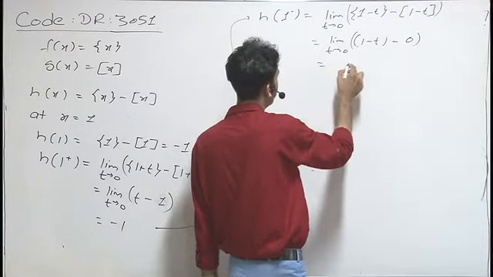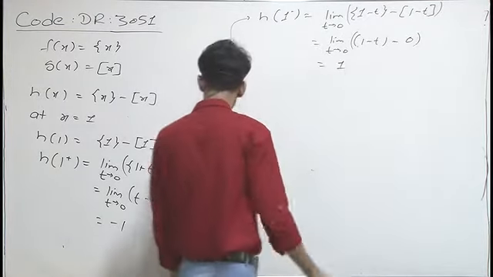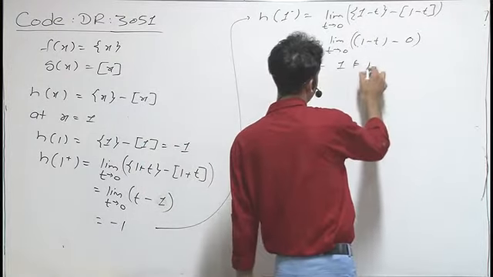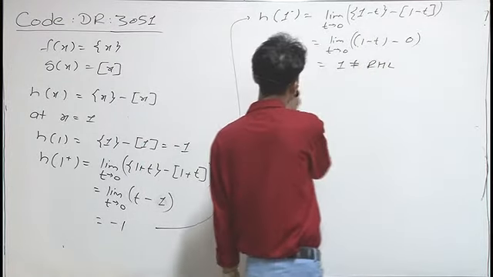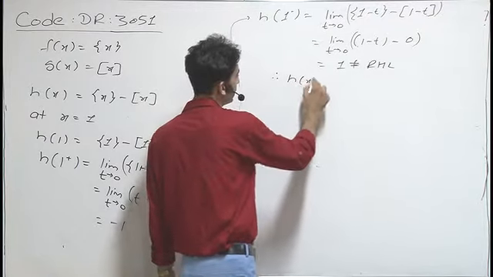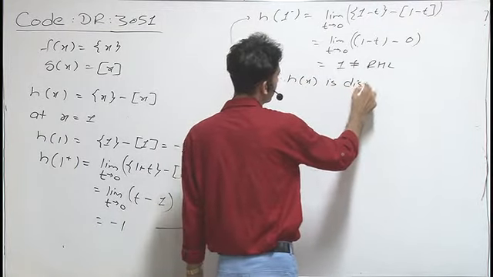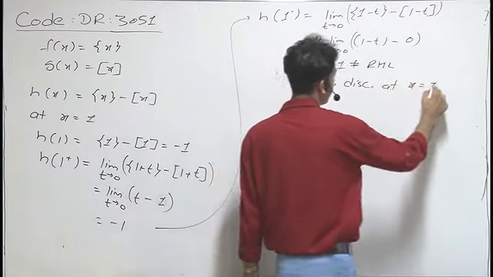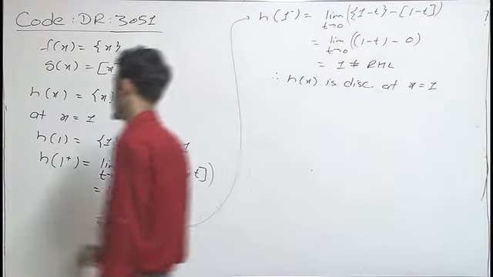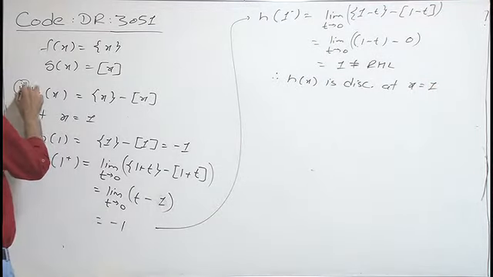So the left hand limit gives us result 1, which is not equal to the right hand limit. Therefore, hx is discontinuous at x equal to 1. So this is the solution of the third part of our question.